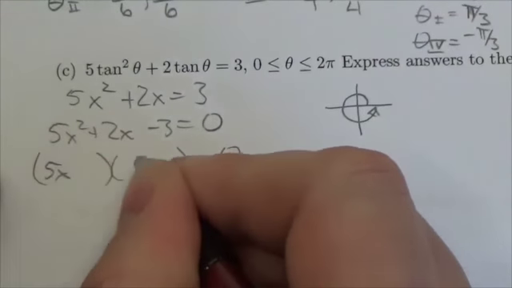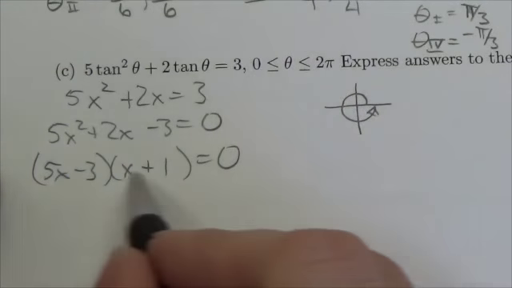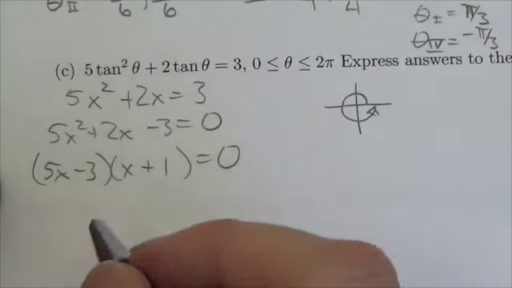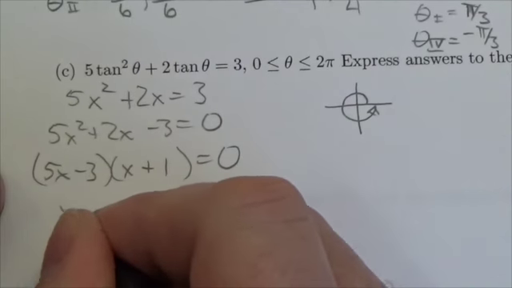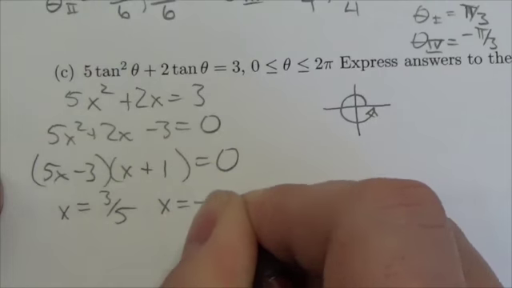And then when I factor, I get 5x and x. And then what have I got here? This has got to be plus 1. This would have to be minus 3 to get the answer there. Good. So now in this case, x is going to equal positive 3/5, or x is going to equal negative 1.